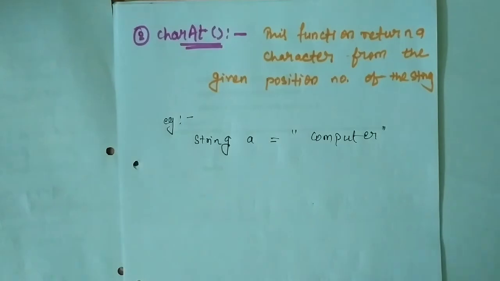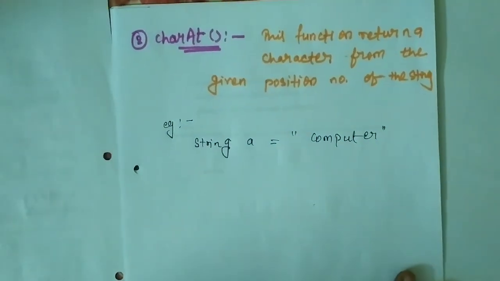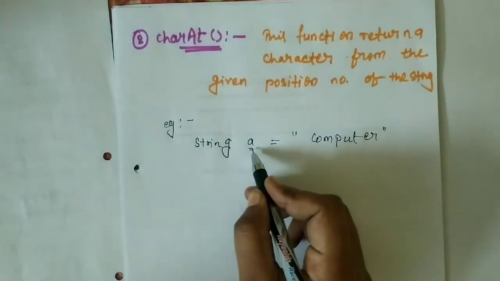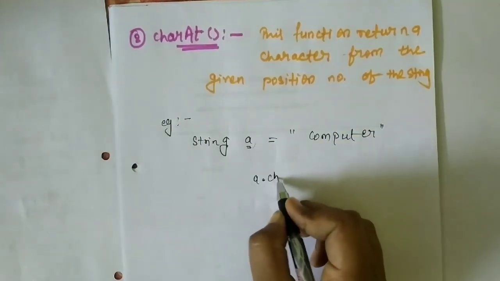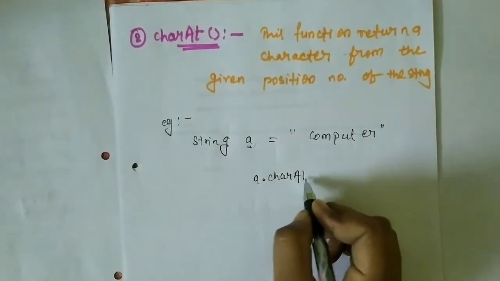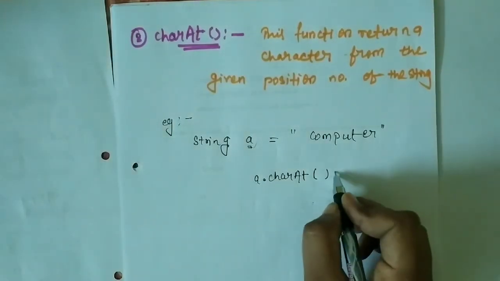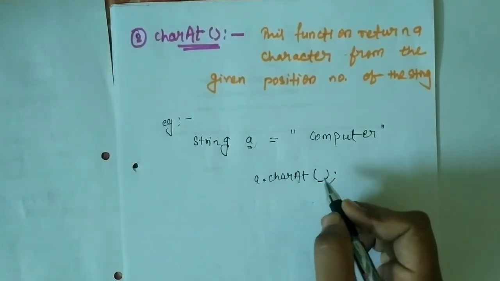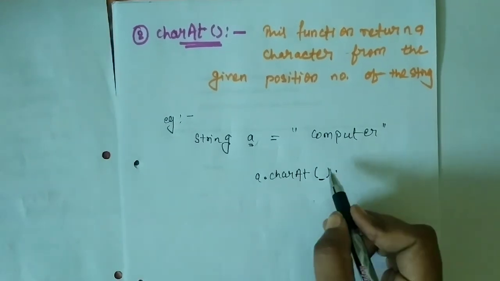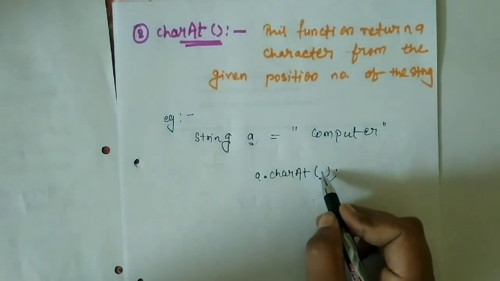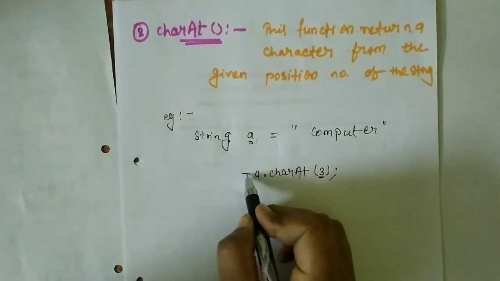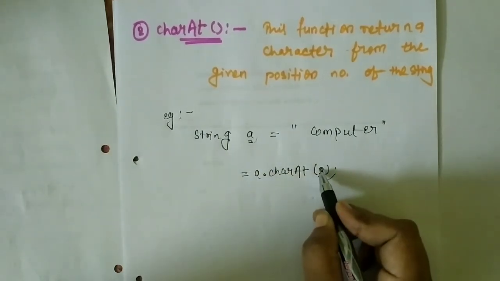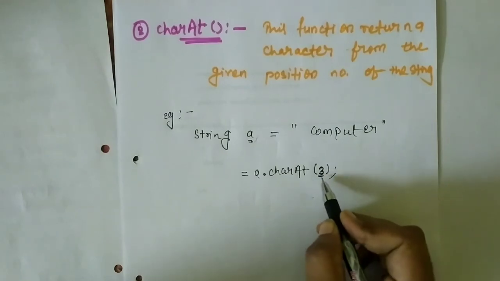So how can we use this function? Firstly, write the variable, here the variable is a, then .charAt, and in the brackets we can write any number, suppose 3. I have written 3 here. What is the meaning of this 3? Why have I written 3 here?